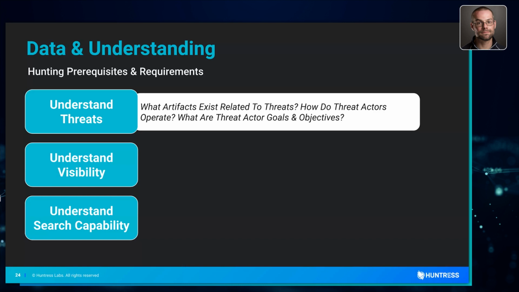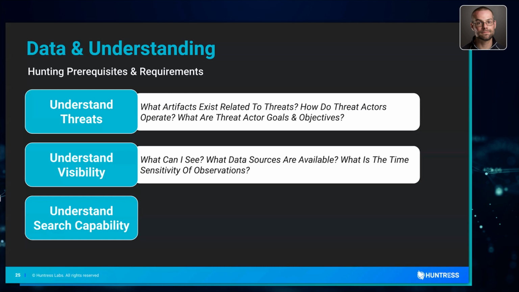That can be very hard to determine, but may be sufficient just in identifying, do I have an adversary that's engaging in disruptive operations or ransomware operations or similar? With that understanding behind us, we can then move into understanding, what can I see?